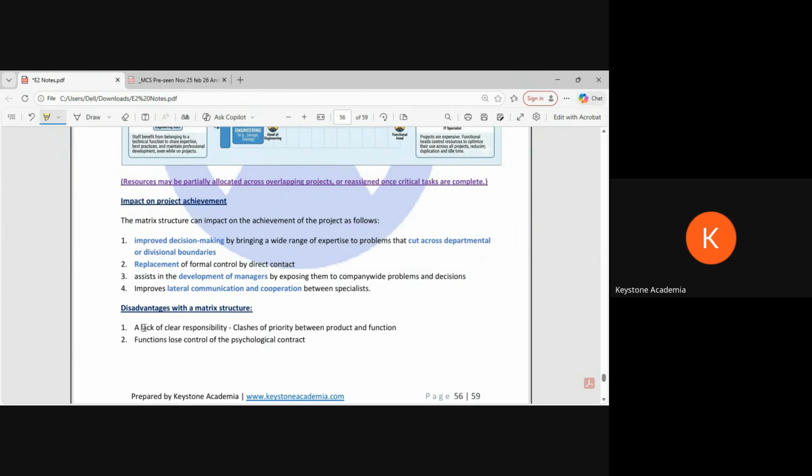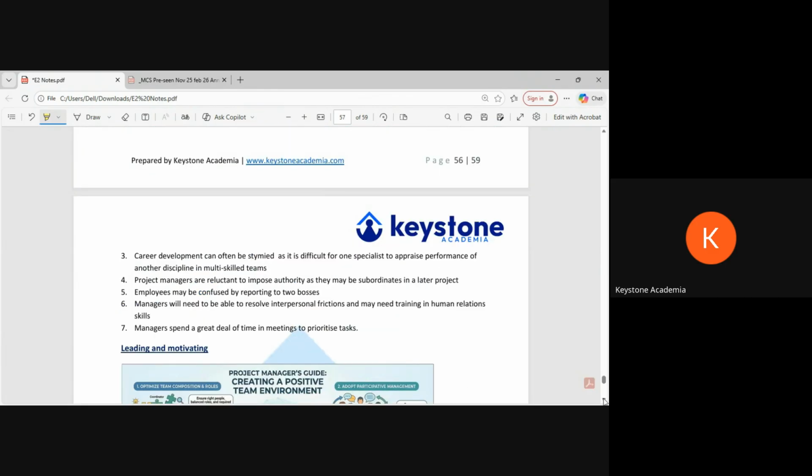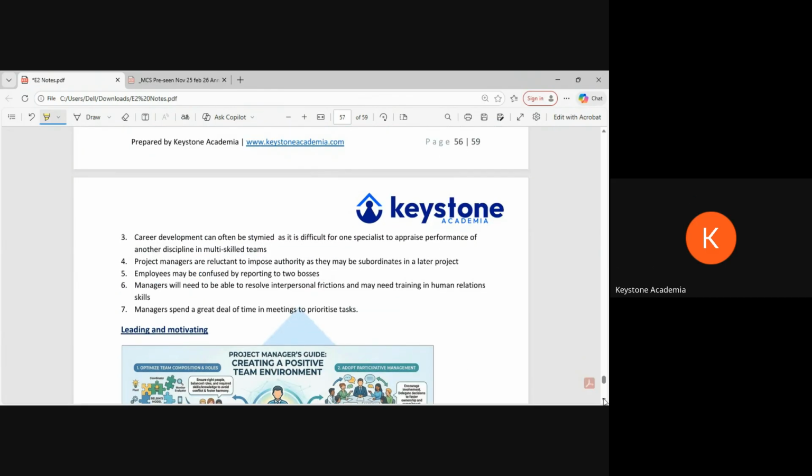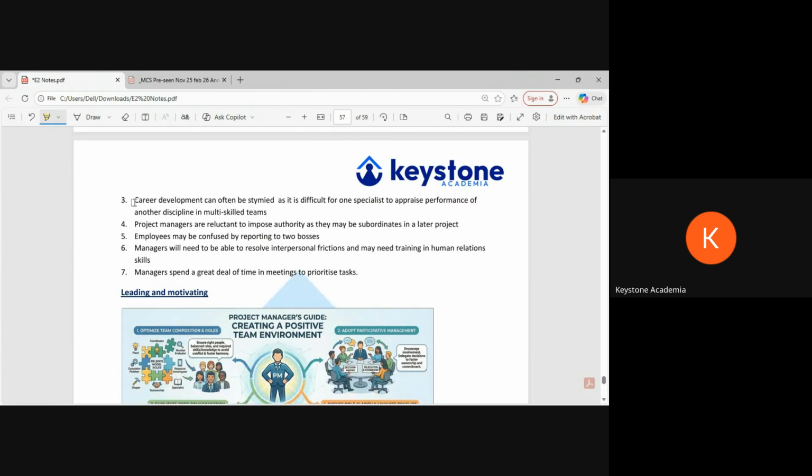Disadvantage, lack of responsibility. Functions lose control of the psychological contract. Now they don't know which one to prioritize, which one to commit. Or they just want to do both as a formality. And we need different specialists. If it is just one person managing that, are we compromised on the quality? Project manager will not have that level of authority. Employees might be confused. There will be more frictions coming in, conflict coming in. And managers can get overwhelmed.